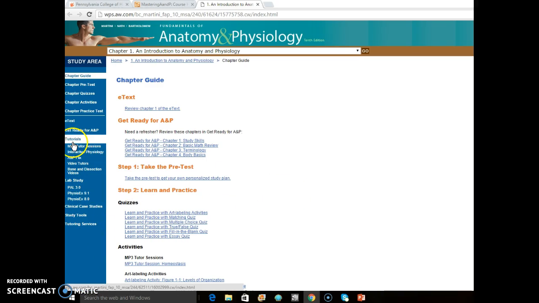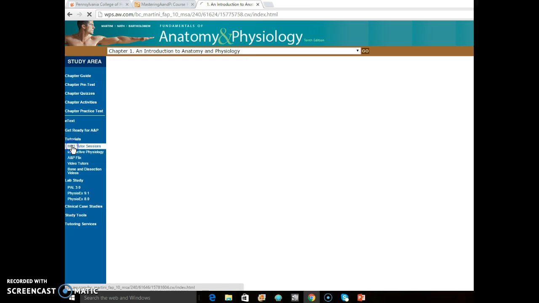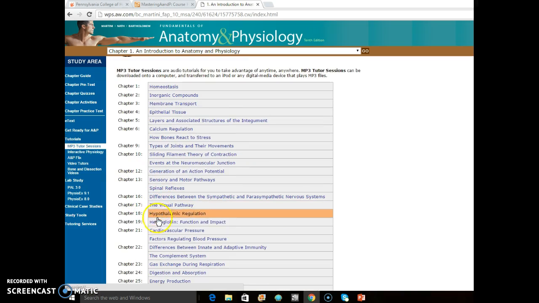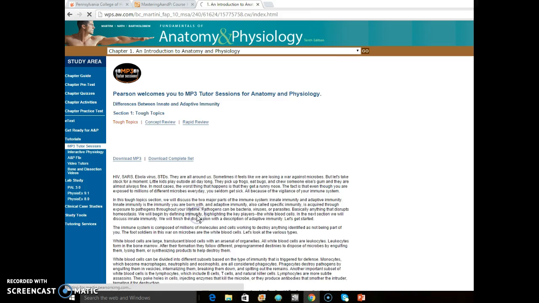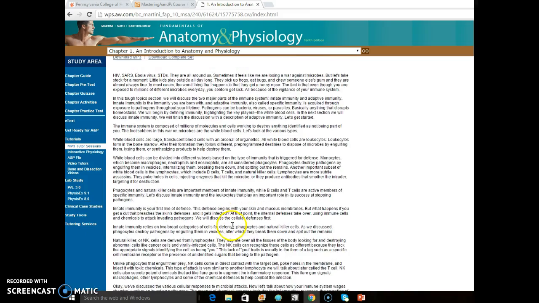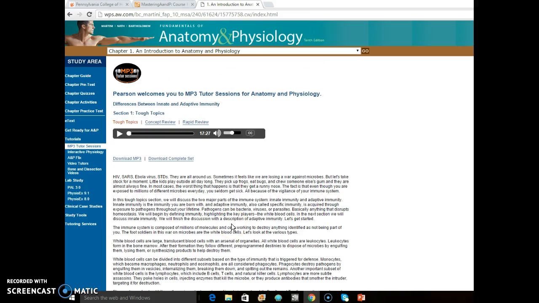Down here on the MP3 tutor sessions, if you click on that one, underneath chapter 22, it gives you the differences between the innate and adaptive immunity. If you click on this one, it gives you two options. You can either download the MP3 so you can play it somewhere else, or you can listen to it right from here. Click the play arrow and listen to it. Or if you're one that prefers to read rather than listen, they have the whole transcript for you so you can read through it. This should help you answer the questions in this chart.